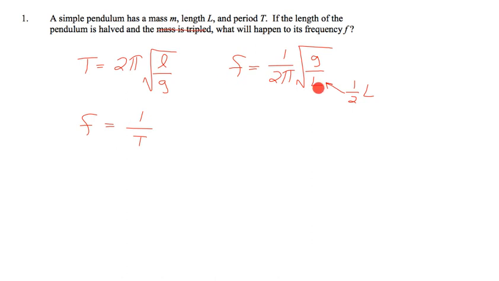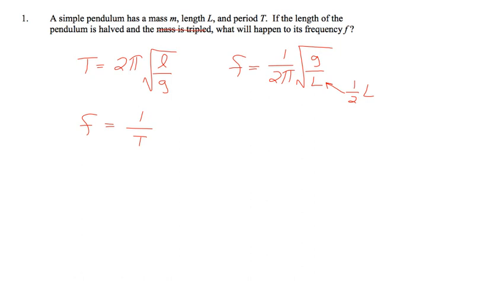If the length was 4 times bigger, then the frequency would be half of whatever it was, because 4 inside a square root would be 2 outside, but it would be under a fraction, so it would be half. Well, if this becomes half, then notice that the smaller the length of the pendulum, the bigger the frequency. So the frequency is going to go up.